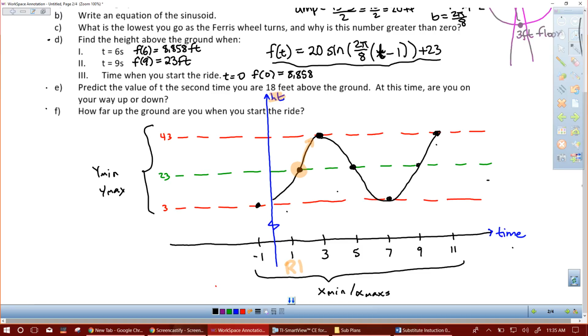All right, so my second problem is I want to predict the time when you are 18 feet. So this 18 right here is the F. So I want to put 18 where the F is. So in my calculator, my Y1 will be my equation, which I already have in there. But my Y2 is going to be what I want to solve for. So that's going to be 18.